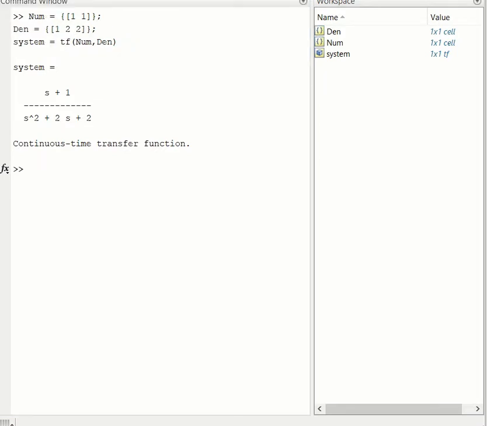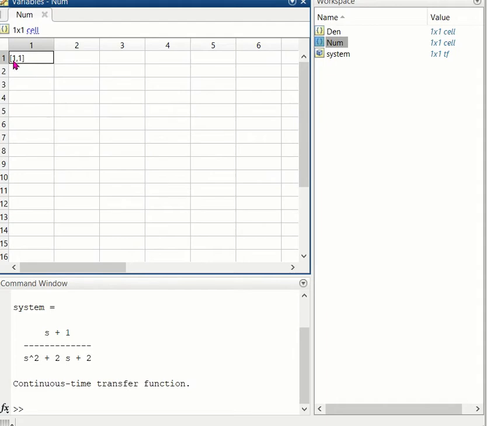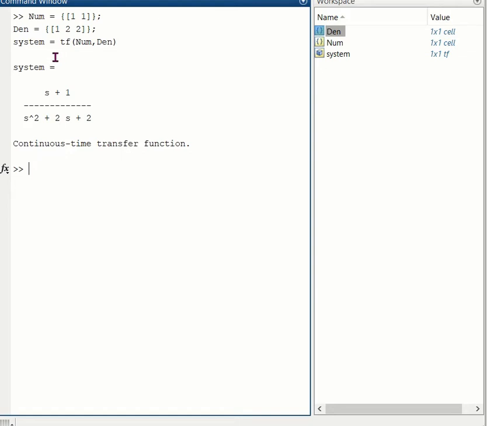One thing to note here is that the variables we define in the command window will be saved in the workspace. For example, we define numerator, so we have a cell stored in the workspace with the name NUM, which stands for numerator. If you open this cell, you will observe the elements that you defined for the variable NUM. Likewise, you have the denominator, saved as 1, 2, 2.